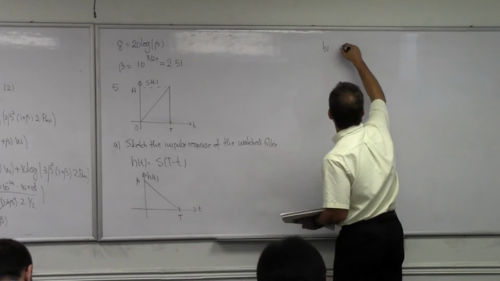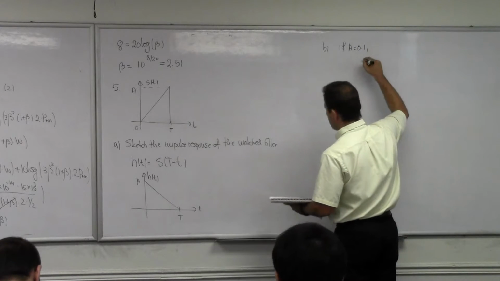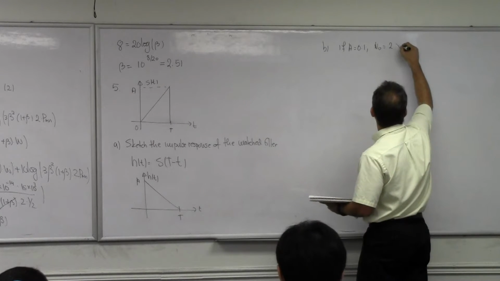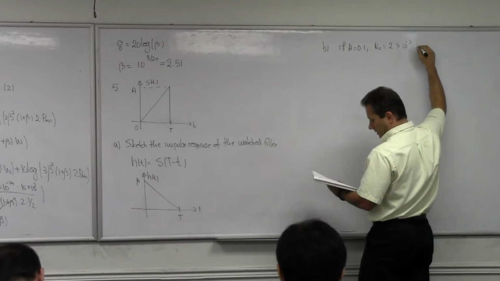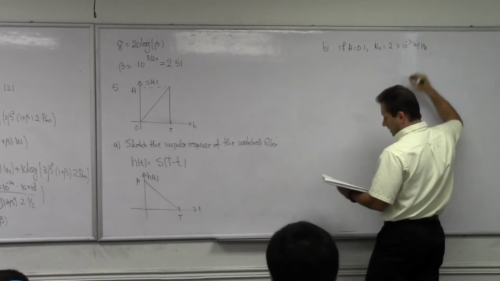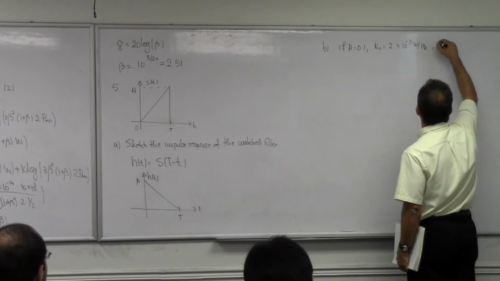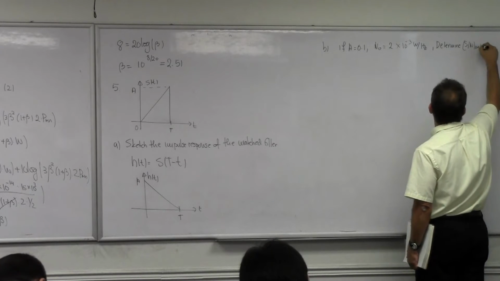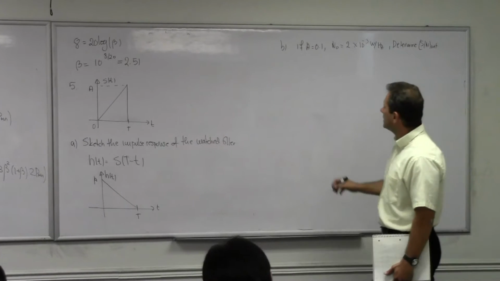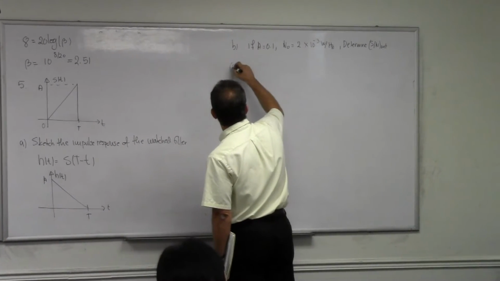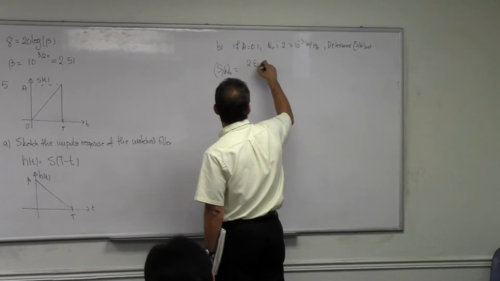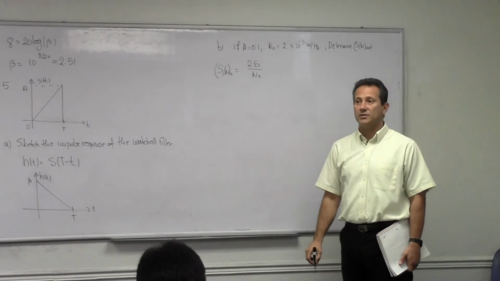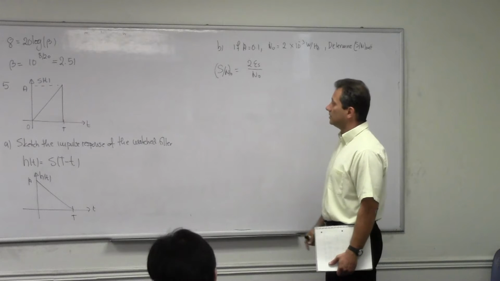It says if A is equal to 0.1 and N0 is equal to 2 times 10 to the minus 3 watts per hertz, determine the signal to noise ratio in the output of the matched filter. Now what we know is that the signal to noise ratio in the output is going to be equal to 2 epsilon s over N0. This is always the case, right? Whenever I'm receiving with a matched filter, my signal to noise ratio at the output is equal to this.